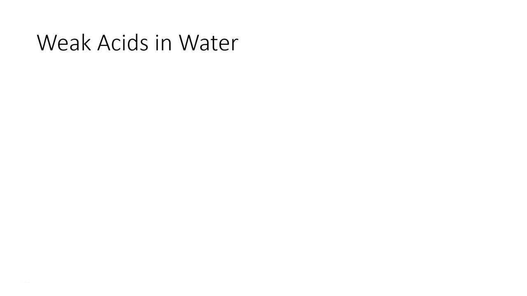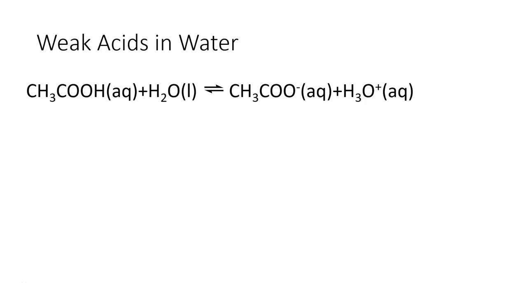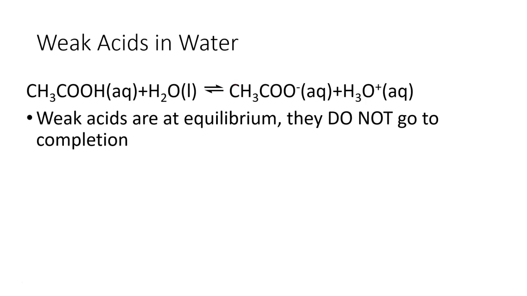Let's take a quick look at weak acids. So weak acids are acids that are weak electrolytes in water. What that means is that they break apart partially to form our conjugate base and conjugate acid pair. So we have our weak acid here. It's combining with water, and notice that we have this double arrow, so it goes back and forth. What that means is that a weak acid is at equilibrium, so they don't go to completion. They don't completely break apart in water.